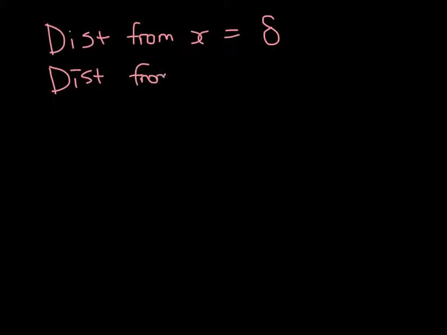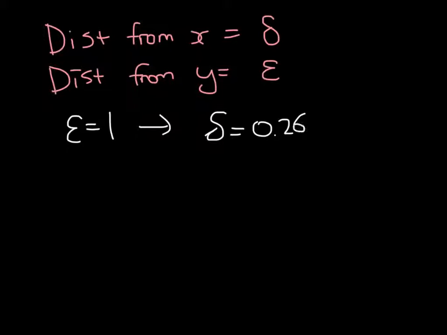Now, we have a special name for these values that specify how close we are to x and f of x. We call the distance from x delta, and the distance from y we call epsilon. So in our first case, where we specified that epsilon had to equal 1, that gave us that delta would equal 0.268.